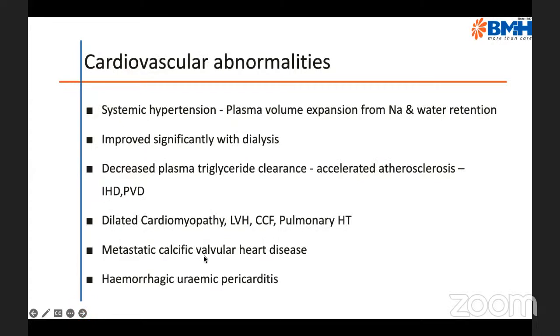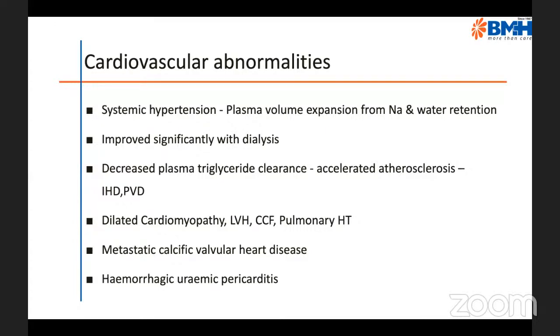Cardiovascular system abnormality is very important. Either the patient can have chronic hypertension, which can lead to CRF, or with the effect of CRF, the patient can have sodium and water retention, which can again worsen the systemic hypertension, and the patient will be on multiple antihypertensive agents when they come for anesthesia. It is improved significantly with dialysis.